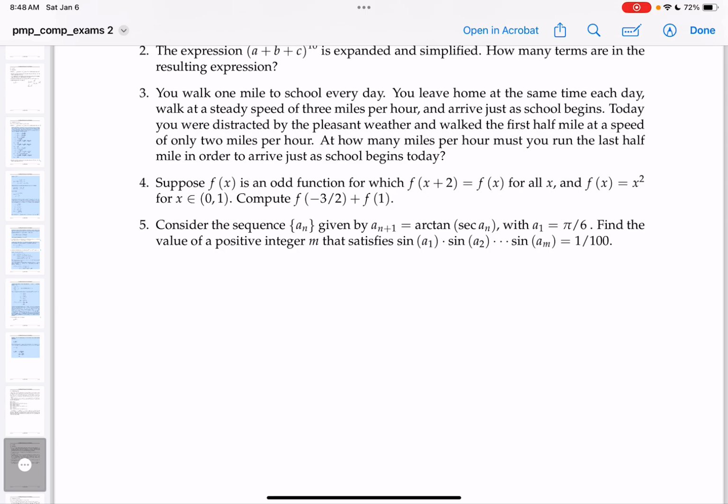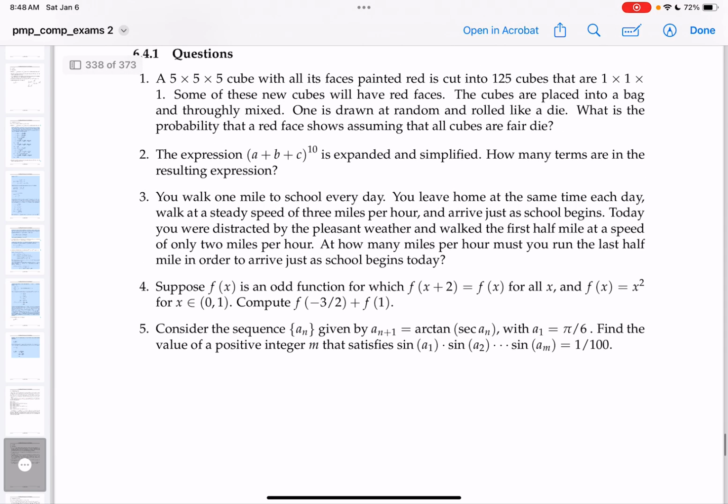Okay, for number 5, probably the toughest question here. By the way, this was not an easy problem set. I think they're really all tricky problems at this stage. Number 5 is: consider the sequence A_N, where A_N is equal to the arctangent of the secant of A_N, and they have a seed value of pi over 6. Find the value of a positive integer m that satisfies... boy, this is complicated.